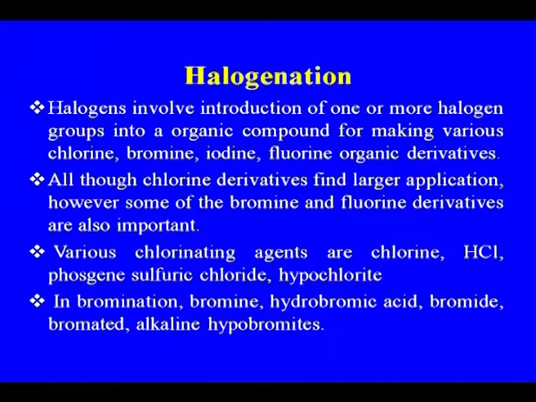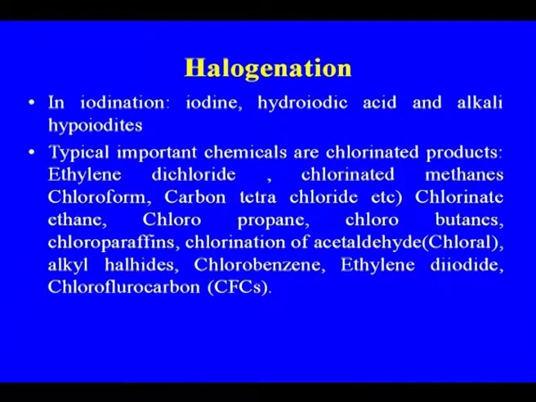Although chlorine derivatives find larger application, some of the bromine and fluorine derivatives are also important, and some brominated compounds are also used in the process. Various chlorinating agents are chlorine, HCl, phosgene, sulfuryl chloride or hypochlorite. In bromination, bromine, hydrobromic acid, bromic acid, bromide, bromate, and alkaline hypobromites are some of the brominating agents that we use. In iodination, iodine, hydroiodic acid and the alkali hydroiodides are used.